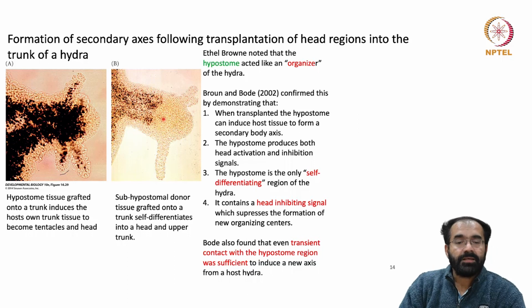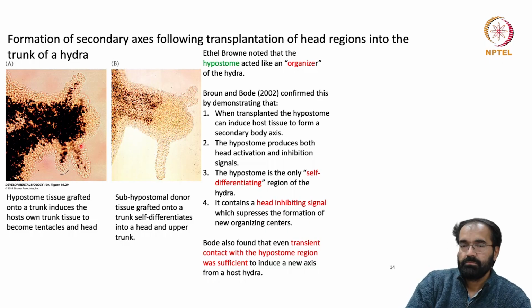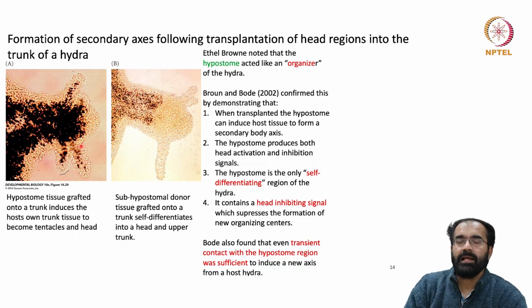Now, let's see the formation of a secondary axis following the transplantation of head regions into the trunk region. We saw different transplantations. Can we create a secondary axis? One axis we know. Can we make a parallel government or parallel economy, something like that? So many such researches are done in embryology and regeneration biology studies. So these experiments are done.